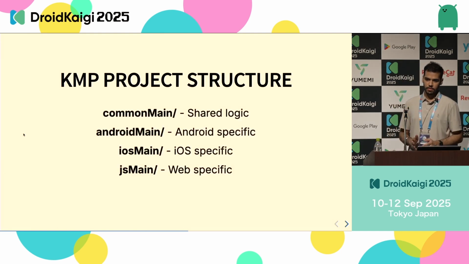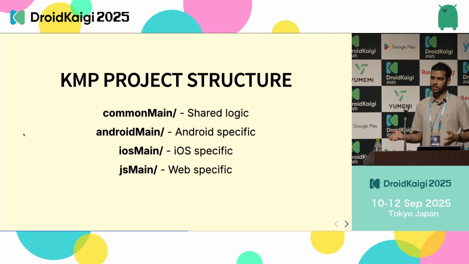Next, if you're wondering how the project structure looks, it's clean. It's quite simple. Your commonMain has your shared business logic. Your androidMain has the Android-specific implementation. iosMain has your iOS, and jsMain is for web. That means each platform gets exactly what it needs, which is, I think, quite versatile.